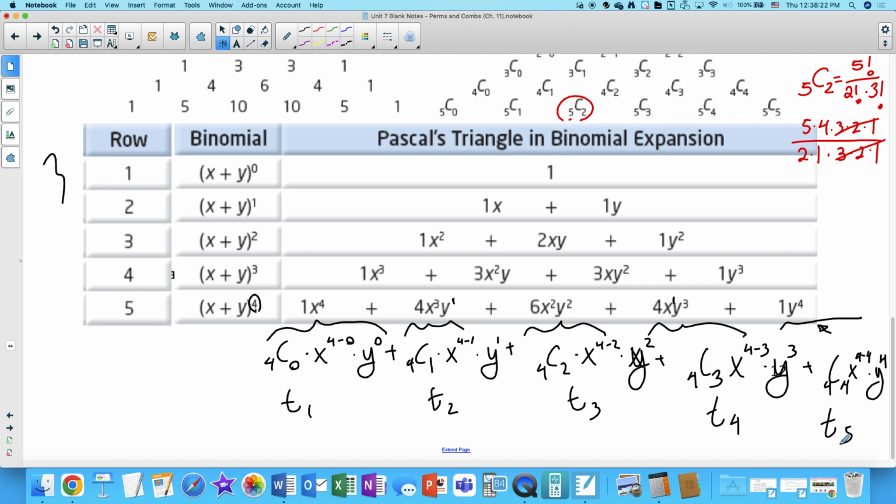Okay, so one thing that we should notice is that there's always one more term than whatever's on the exponent. So when you have x plus y to the 0, you have one term. When you have x plus y to the 1, you end up with 2 terms in the expansion. X plus y squared, you have 3 terms, et cetera, et cetera, et cetera. Okay?